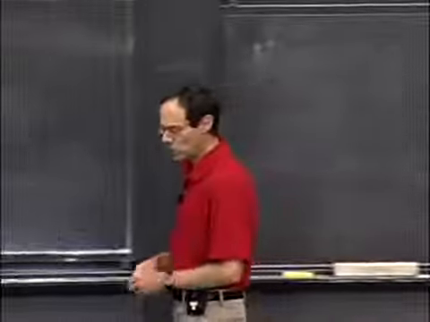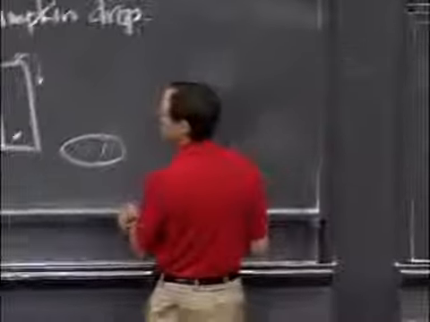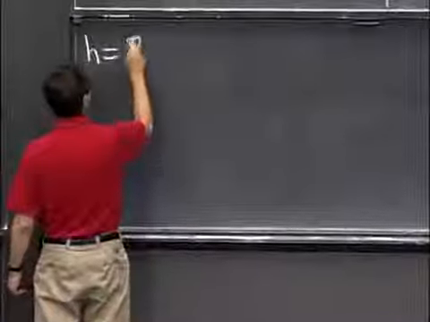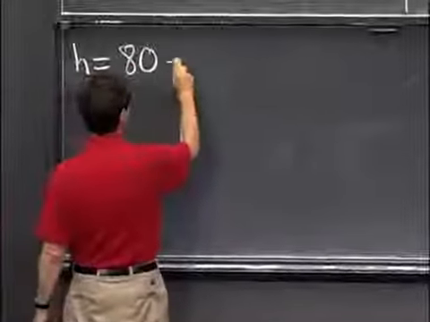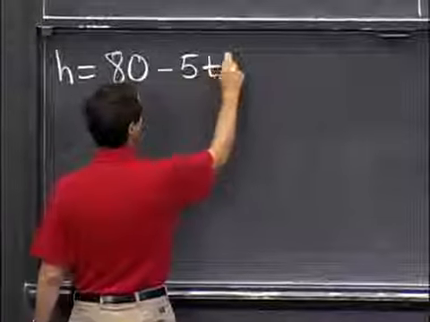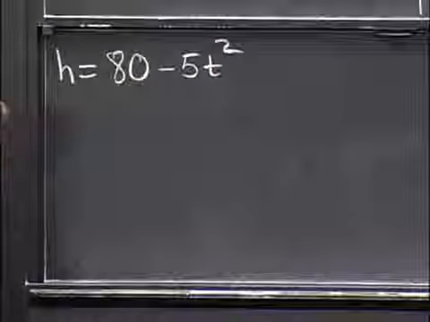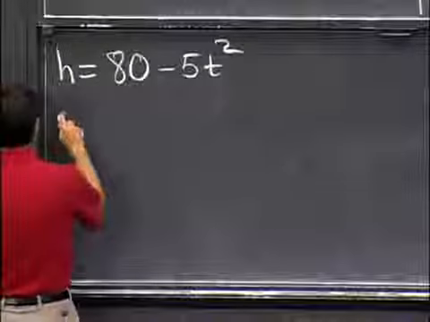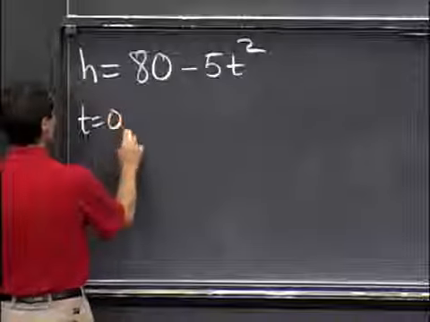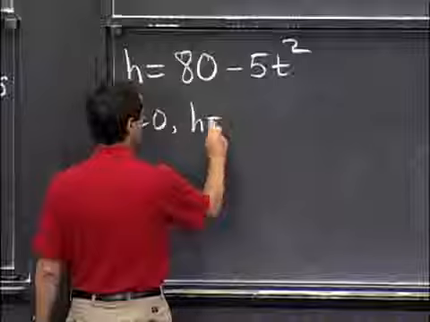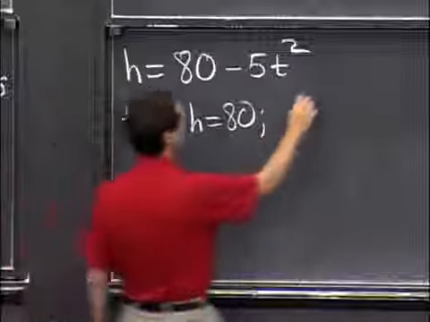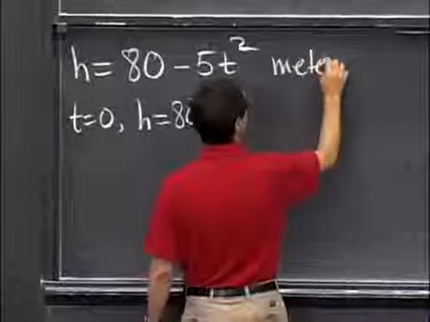Okay, so we have the height, which starts out at 80 meters at time 0, and then the acceleration due to gravity gives you this formula for h. This is the height. So at time t equals 0, we're up at the top. H is 80 meters. The units here are meters.